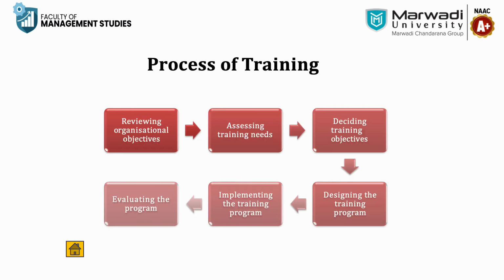Now coming to the process of training. Step number 1. The first thing we do is reviewing organizational objectives. The first thing that the company or management needs to do is to be very clear about what the organizational objectives are.